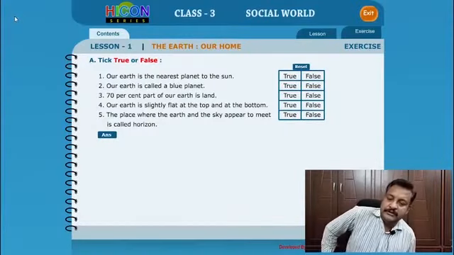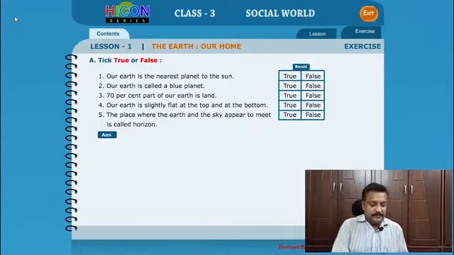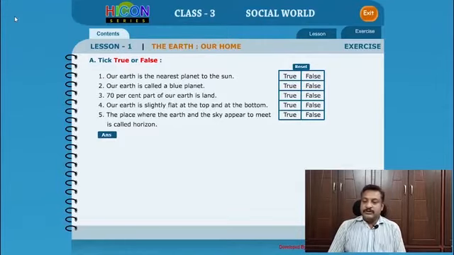So children, we have learned about the earth, our home, and some important features of our earth also. So now it is time for us to get back to exercises. Okay. So in the exercise part, first we have true or false. So 5 sentences that are taken from the lesson are given here. We need to check whether they are true or false.